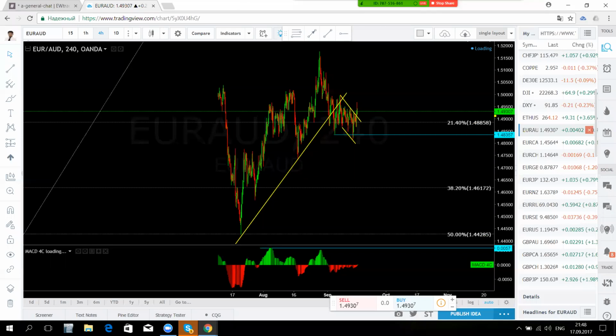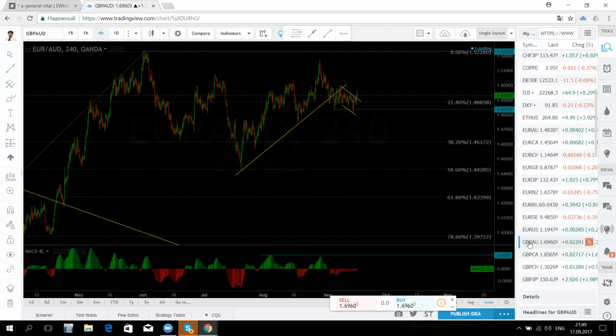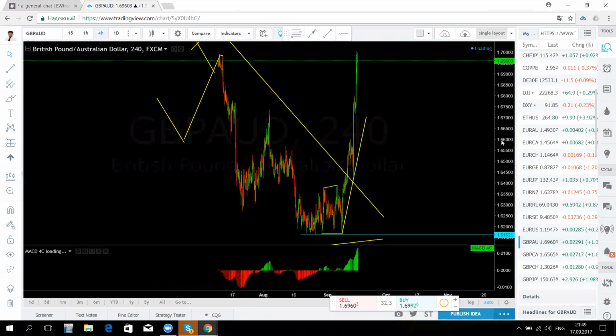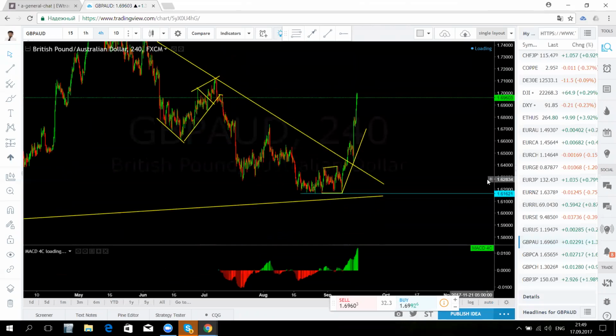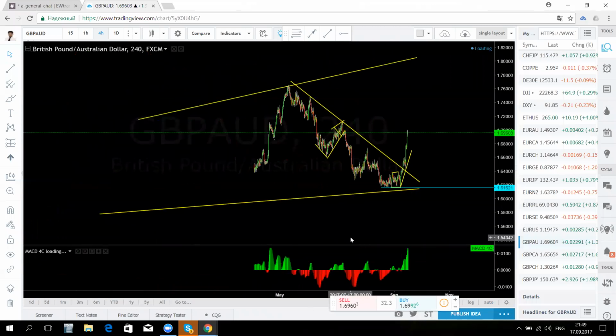Euro Oz is looking a little upside before it comes down, and pound Oz should look a little upside. So pound Oz is in this big structure, and it's looking a little upside. That means watch the Aussie dollar to go down. It's Aussie that will drive this.